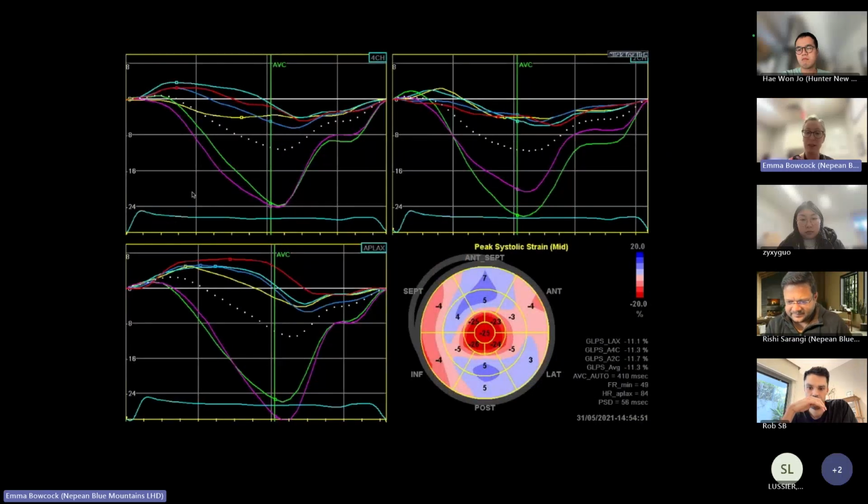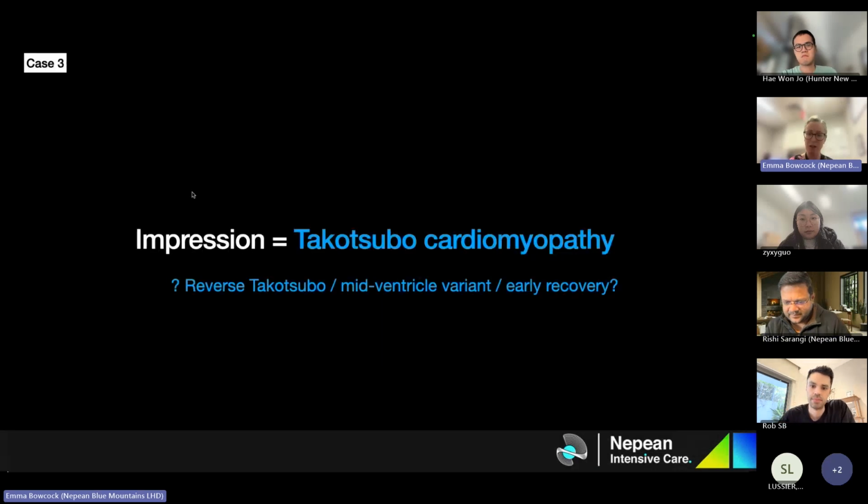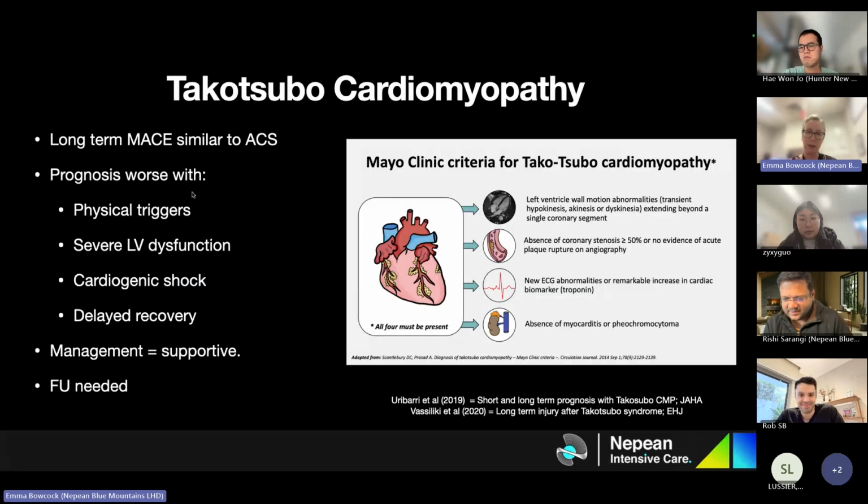Although you could argue that it's not perfect, there's certainly preferential sparing of the apex, and maybe the base is a bit better than the mid, and it's mainly that sort of mid variant. What else would give you this cherry on top appearance? What other pathology? Yeah, nice. But obviously the heart would look very different. That was all good. So yeah, reverse Takotsubo, mid ventricle variant.